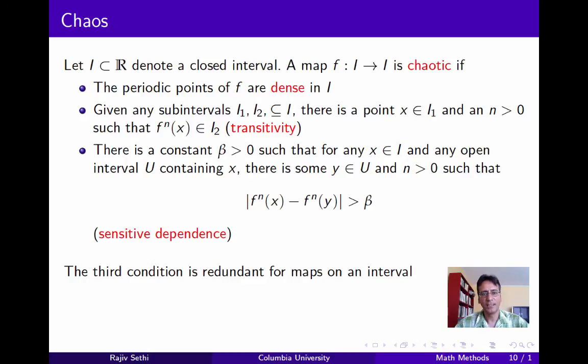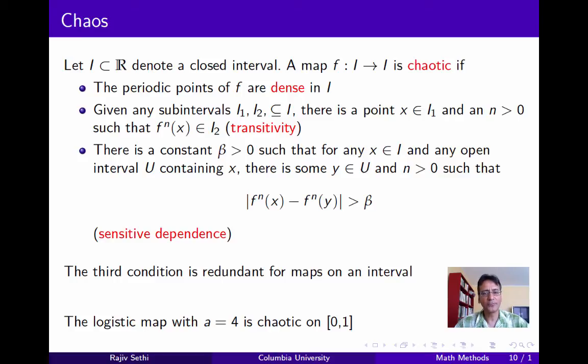Now I'll just note that the third condition, sensitive dependence, is redundant for maps on an interval. The first 2 conditions imply the third when we're dealing with maps on an interval. Now I'll end this segment with the claim that the logistic map with A equal to 4 is chaotic on the unit interval. So it satisfies these three conditions.